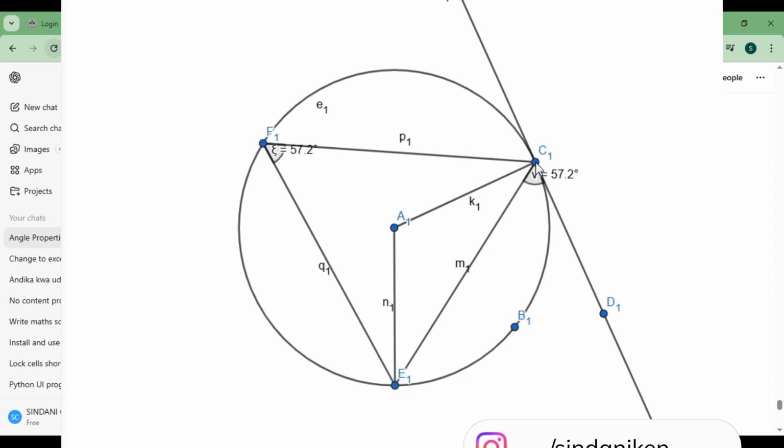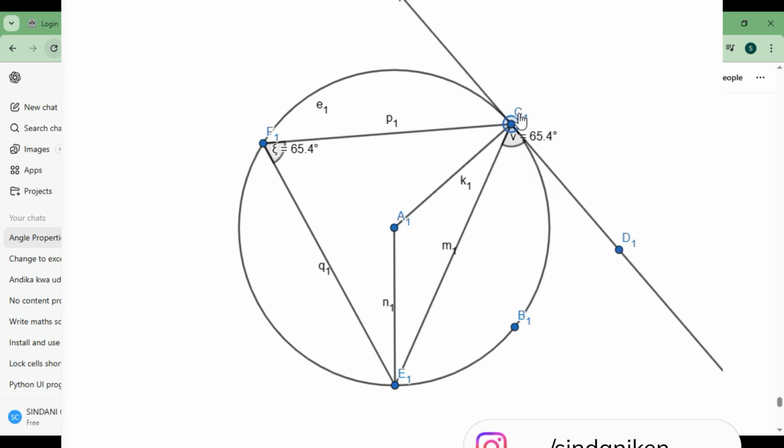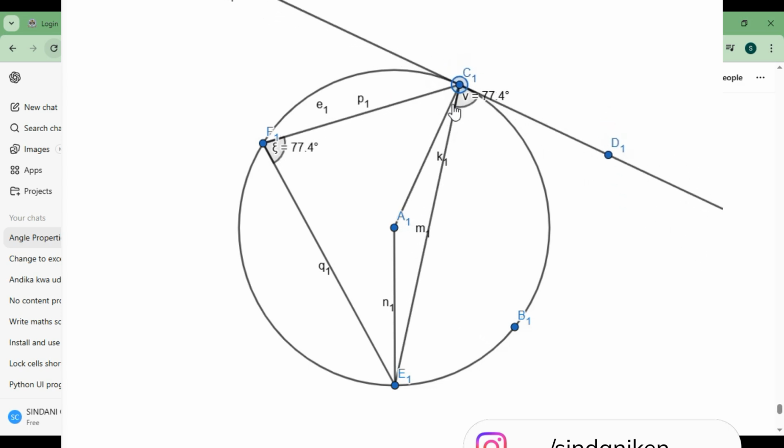The angle between a tangent and a chord at the point of contact is equal to the angle in the alternate segment of the circle. This rule is called the tangent chord theorem, also known as the alternate segment theorem.